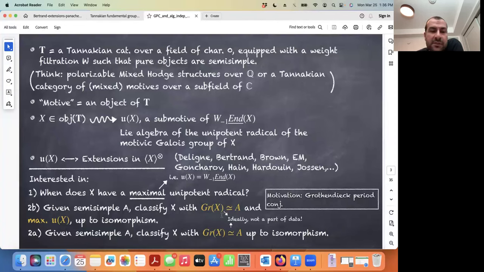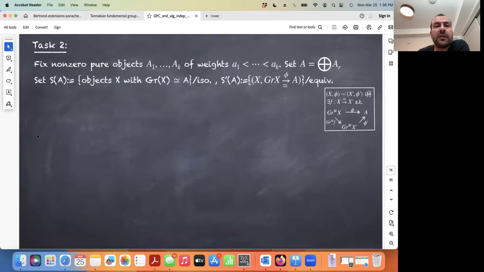So now what I'm going to do is that for the next several slides, I'm going to ignore this maximality condition altogether. I'm going to consider this task 2A, and there are 2 versions of this problem. One ignores the data of this isomorphism altogether, and then the other one takes that into account. Let me go back and more formally describe this. So now suppose you have non-zero pure objects, A1 to AK, of increasing weights like that, and A is their direct sum. Now we define 2 sets, and they are actually sets because you're in the Tannakian world.